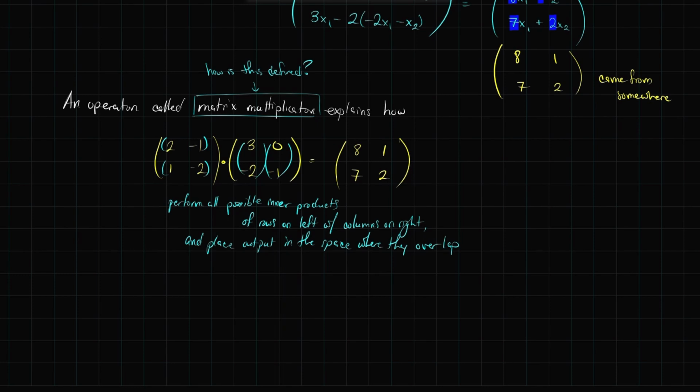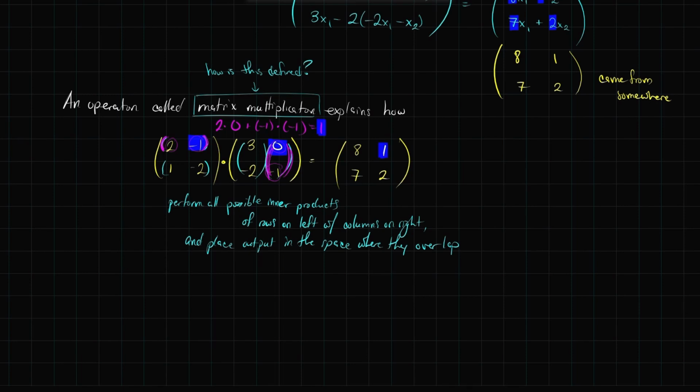In that sense, in this case, if I want to take this row with this column, I'm going to take their inner product, which would be 2 times 0 plus negative 1 times negative 1. I'm going to get 1, and I'm going to check where they overlap. They overlap in this coordinate. So I'm going to take that output and put it in that coordinate.